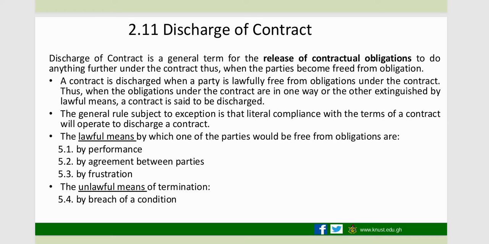Okay, so the lawful means by which one of the parties would be free from obligations are, so we have one, by performance, a situation whereby you can be discharged of a contract. Then another one is by agreement between the parties or a mutual decision. Then the third one we can also talk about is by frustration, and the last one is by breach of a contract. So that one is an unlawful means of termination. Okay, so let's look at them one after the other.